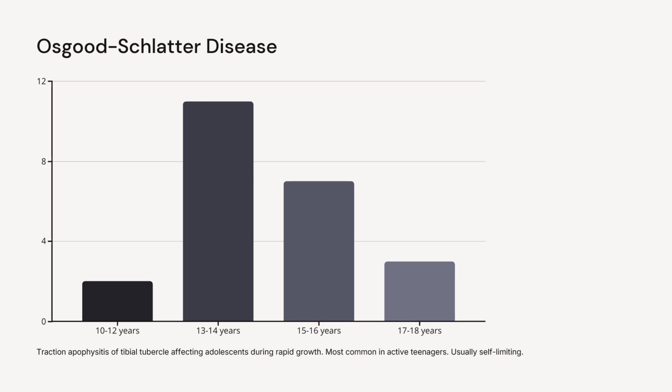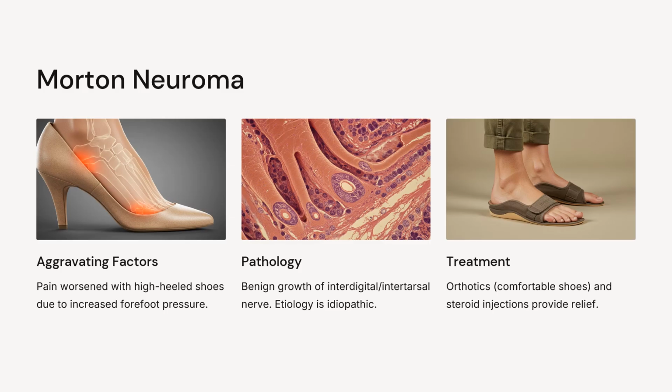self-limiting. What is Morton neuroma? Morton neuroma is a benign growth of the interdigital or intertarsal nerve. That nerve which is present between the digits, there is a growth. The etiology is idiopathic. The pain is aggravated when wearing high-heeled shoes, due to increased forefoot pressure. The treatment is orthotics or comfortable shoes, and steroid injections also provide relief.